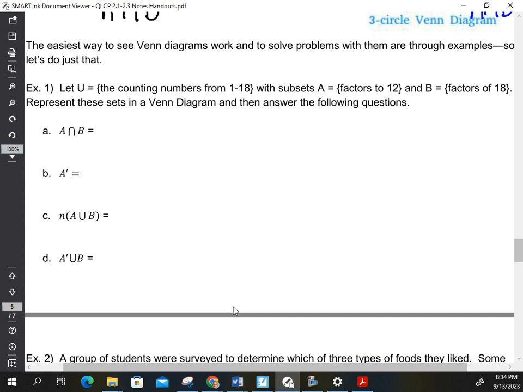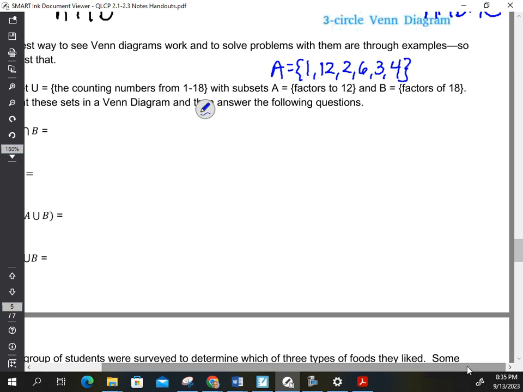Subset A is the factors of 12, so the numbers in there: 1 times 12, 2 times 6, 3 times 4. So you have 6 numbers inside. For B, you have factors of 18: 1 and 18, 2 and 9, 3 and 6. So you've got those numbers.